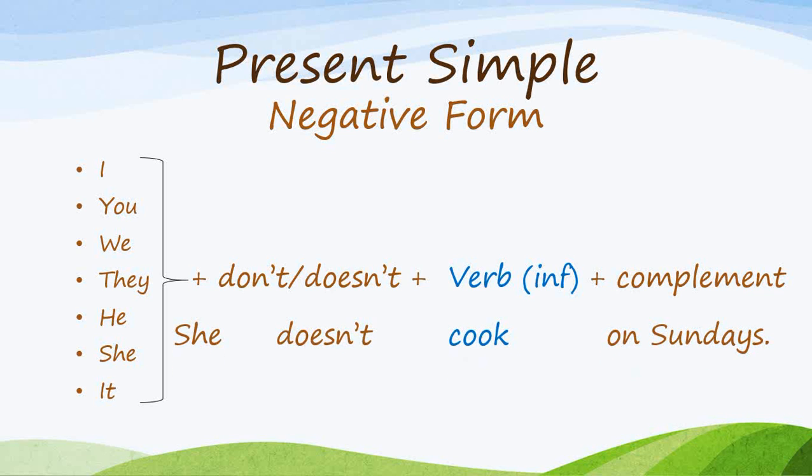And we have this example. She doesn't cook on Sundays. As we can see, we use this auxiliary verb that is doesn't, because the subject is she, and we use the verb in the infinitive form. The verb never changes.